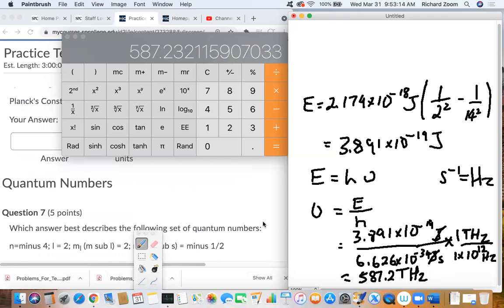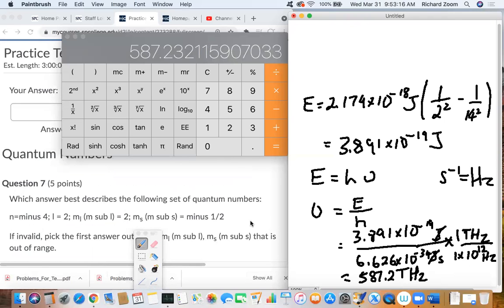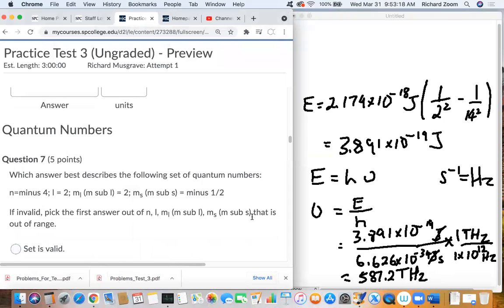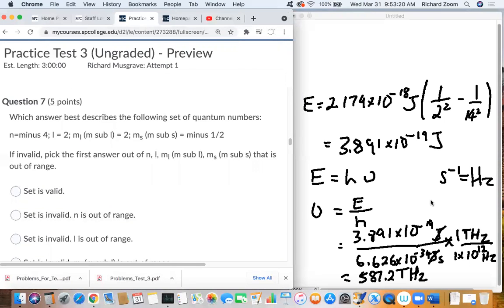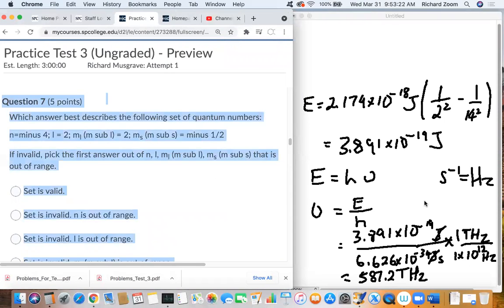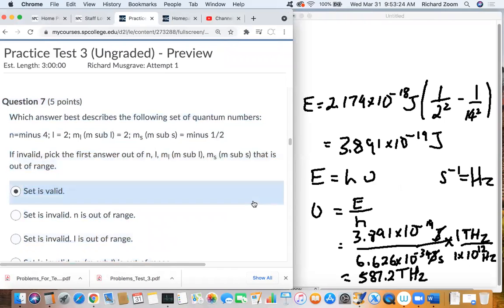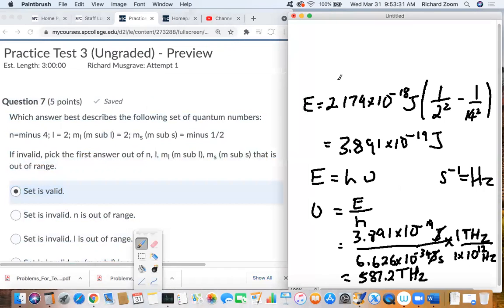Okay. Now number 7, this is the one where we go through and, oops, didn't want to do that. Sorry. I don't know if the set's valid or not yet. Sorry about that. I didn't mean to choose an answer for that.